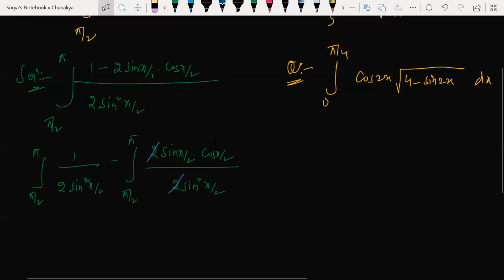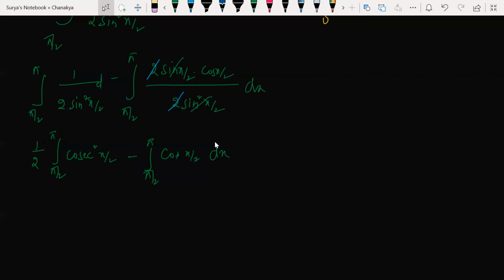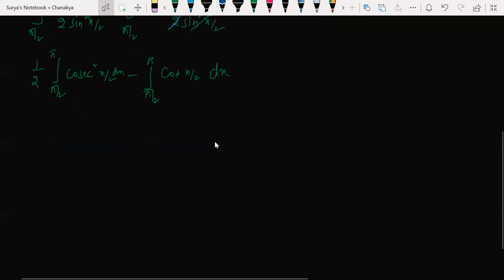Now what am I going to be left with here? 1 by 2 as it is. So integral pi by 2 to pi, cosec square x by 2, minus integral pi by 2 to pi. One sin I can cancel. So cos by sin, so cot x by 2 I am left with, into dx. Correct? So dx is nothing but the variable with respect to which we are integrating. Okay. So 1 by 2 is common for everyone, right? So let's put a bracket outside. So 1 by 2.